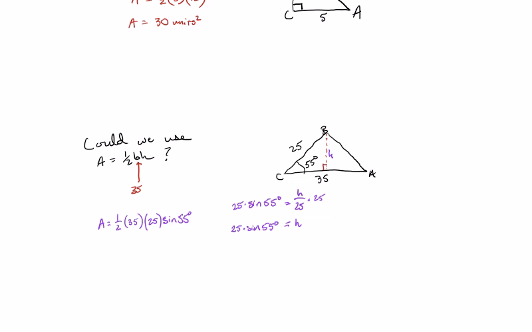Make sure your calculator is in degrees, and you would get that the area equals 358.38 units squared. Okay, so not too bad, right? So you could find the height, and then using some trigonometry to find the height, you could still use 1/2 base times height.